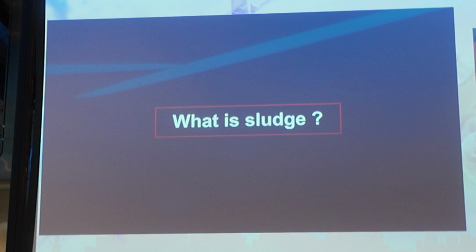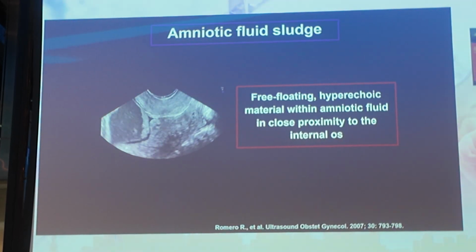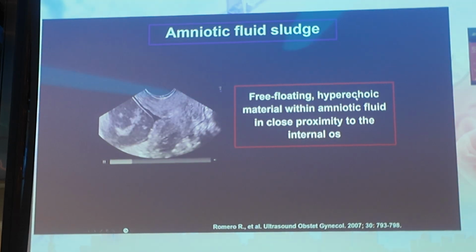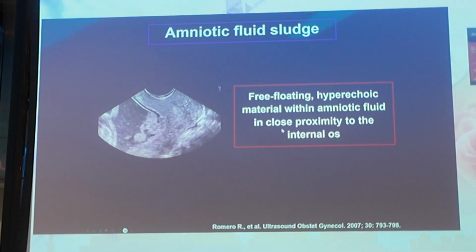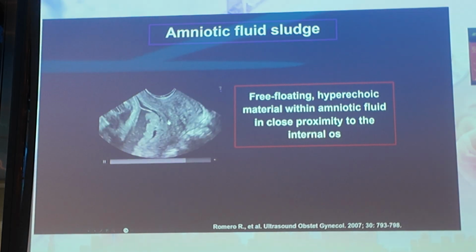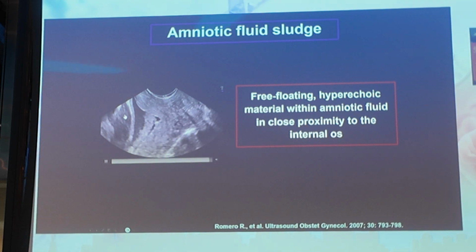What is sludge? Well, look at the typical beautiful sludge here. This floating material. We define it as free-floating hyperechogenic material in close proximity to the internal os. And that distinguishes this from other causes of particulate material.